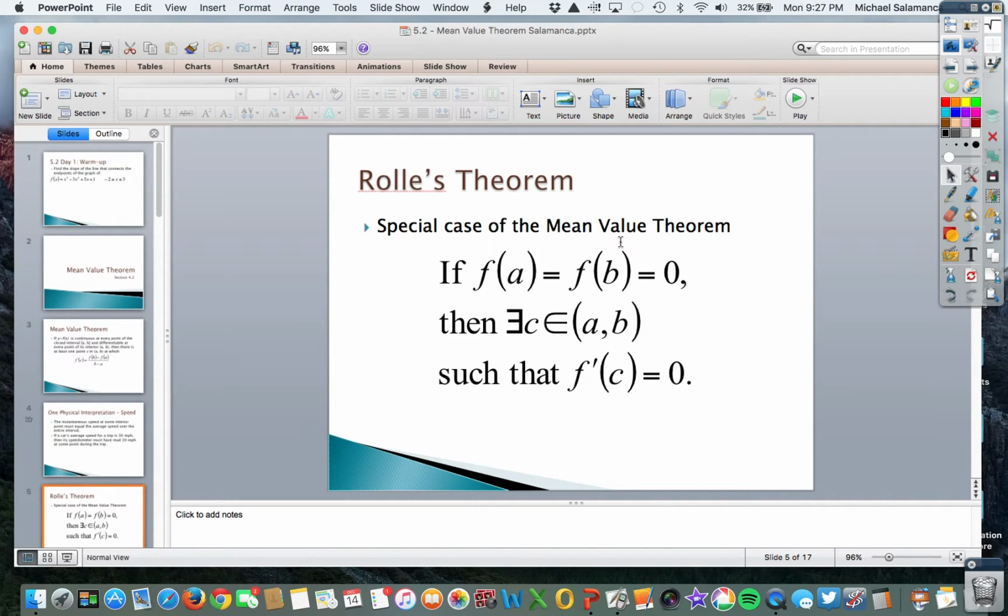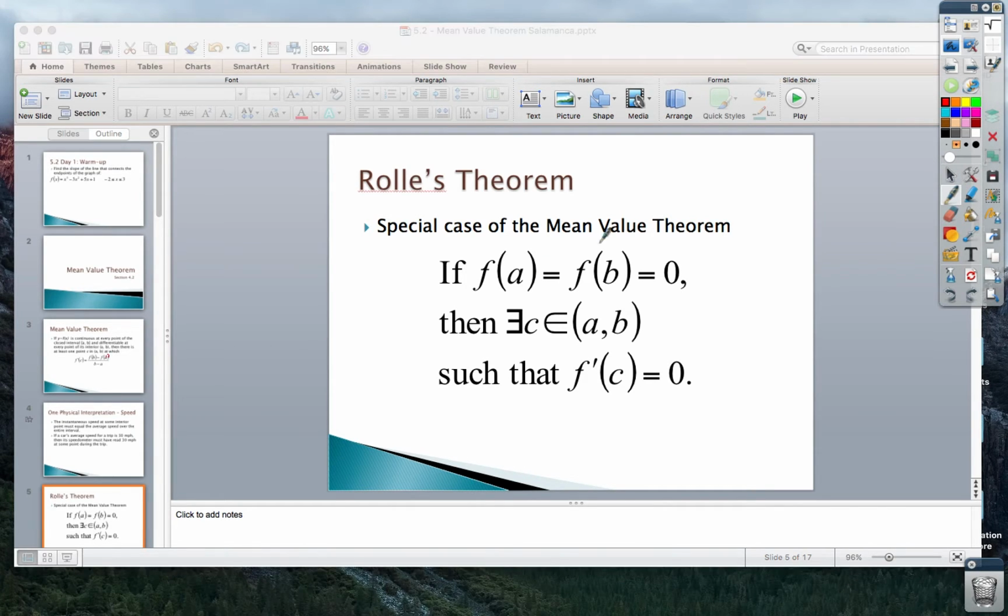So there's a special case of the mean value theorem, which is called Rolle's theorem. It states that if f of a is equal to f of b, and that's equal to 0, then there exists some c that's an element in (a, b). That means that there's a c inside of this interval such that f prime of c is equal to 0. So it says that if f(a) equals f(b) equals 0, then there is some point in that interval such that the derivative at that point is equal to 0.